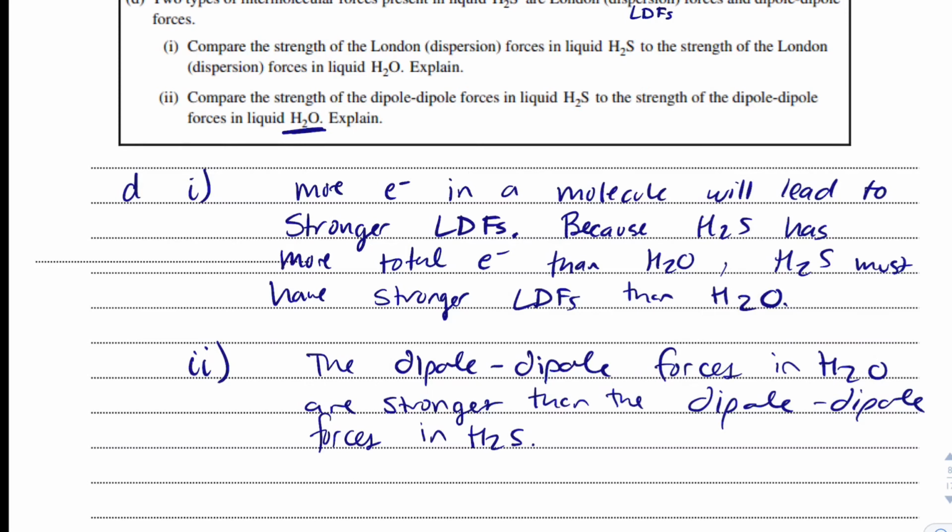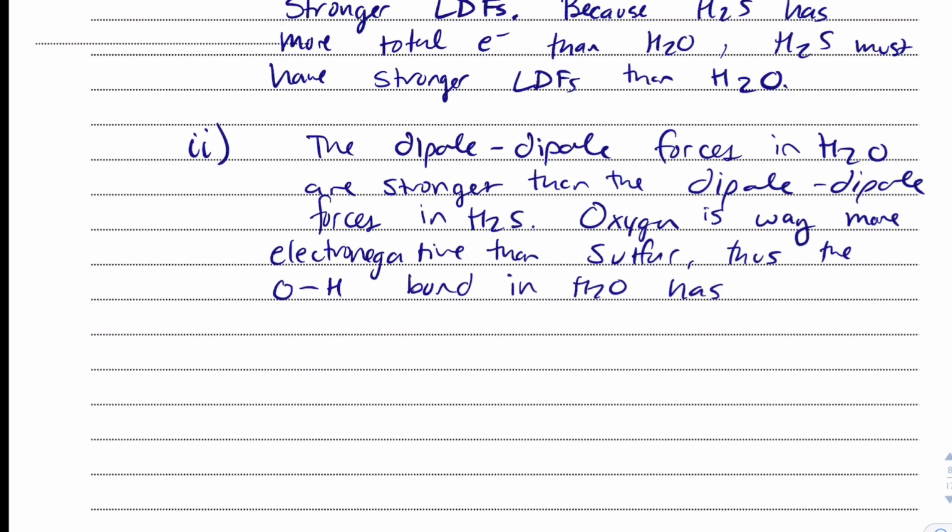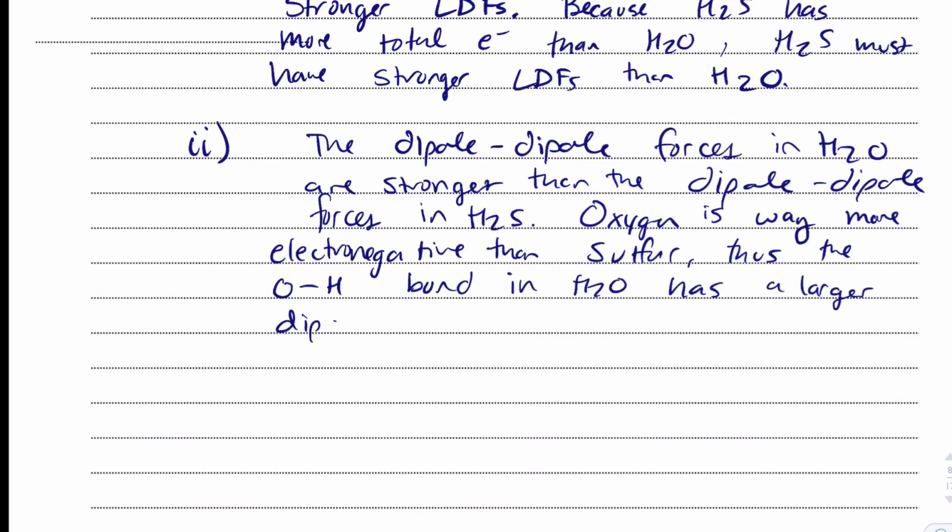So oxygen is the second most electronegative element. Thus, the OH bond in water has a larger dipole moment than the SH bond.